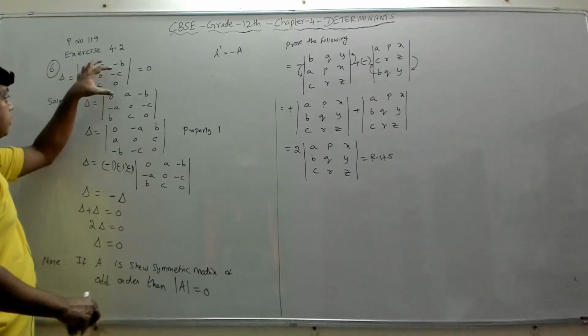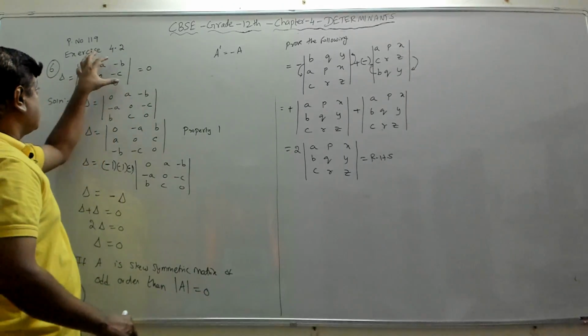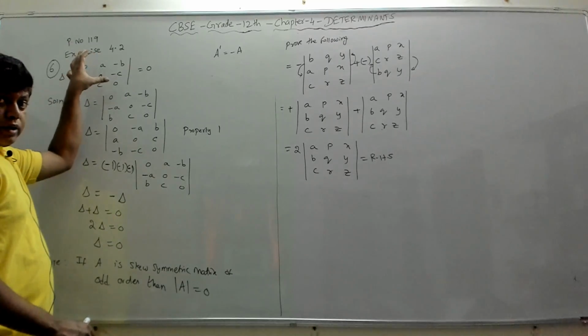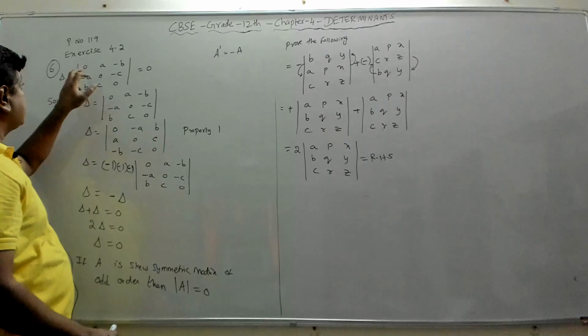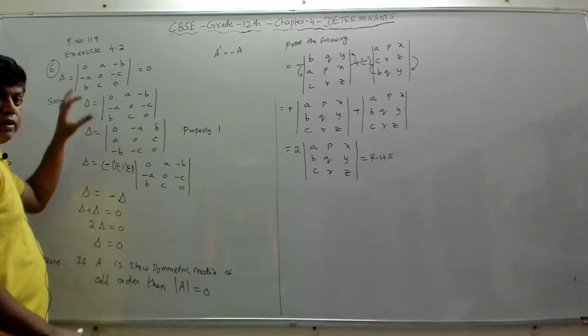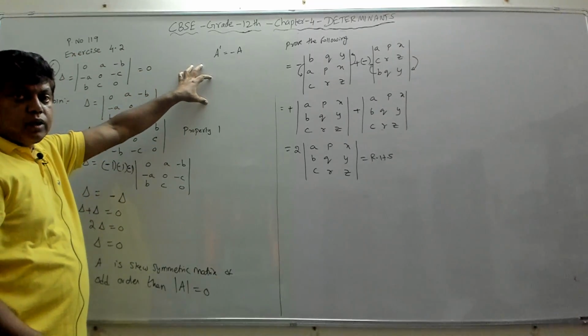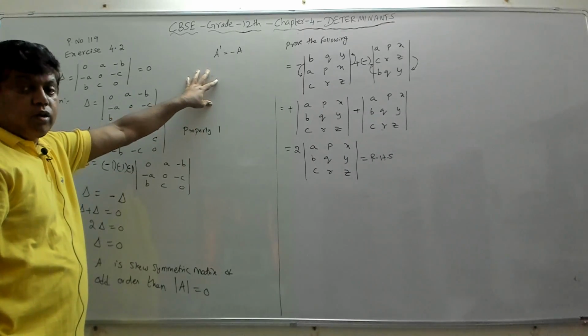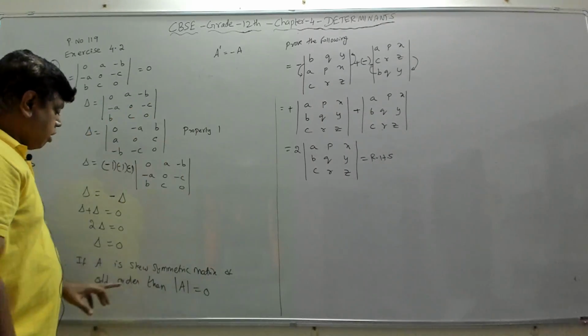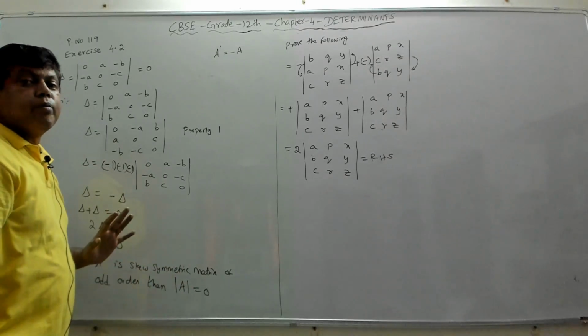Again, if you observe here, if you take these elements and put them in a bracket, this is not a matrix, this is a determinant. But if these elements are put into a matrix, it becomes a skew symmetric matrix, and the order is 3 cross 3. So it's an odd order skew symmetric matrix, and the value of the determinant is 0.